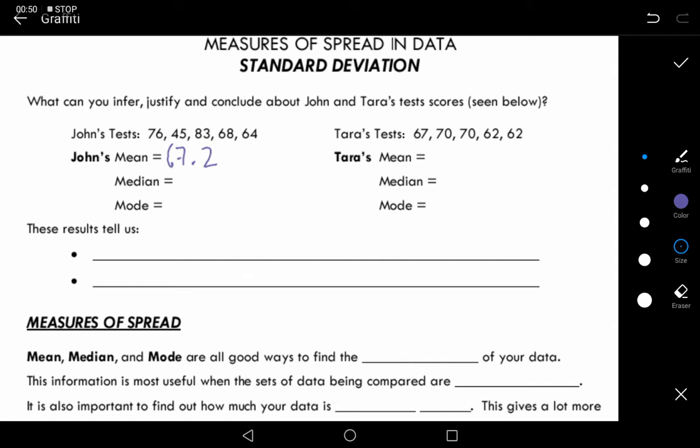Okay? The median, remember, that's the middle. So if we were to write these in order, 45 would be the first number, 64, 68, 76, and 83. So because there's an odd number here, we're just taking the middle, which is the third term. So the median, which is the middle, is 68. And lastly, remember the mode is if we have a score that's coming up more than once. So in this case, all of these scores are different, so we don't have a mode here for John.